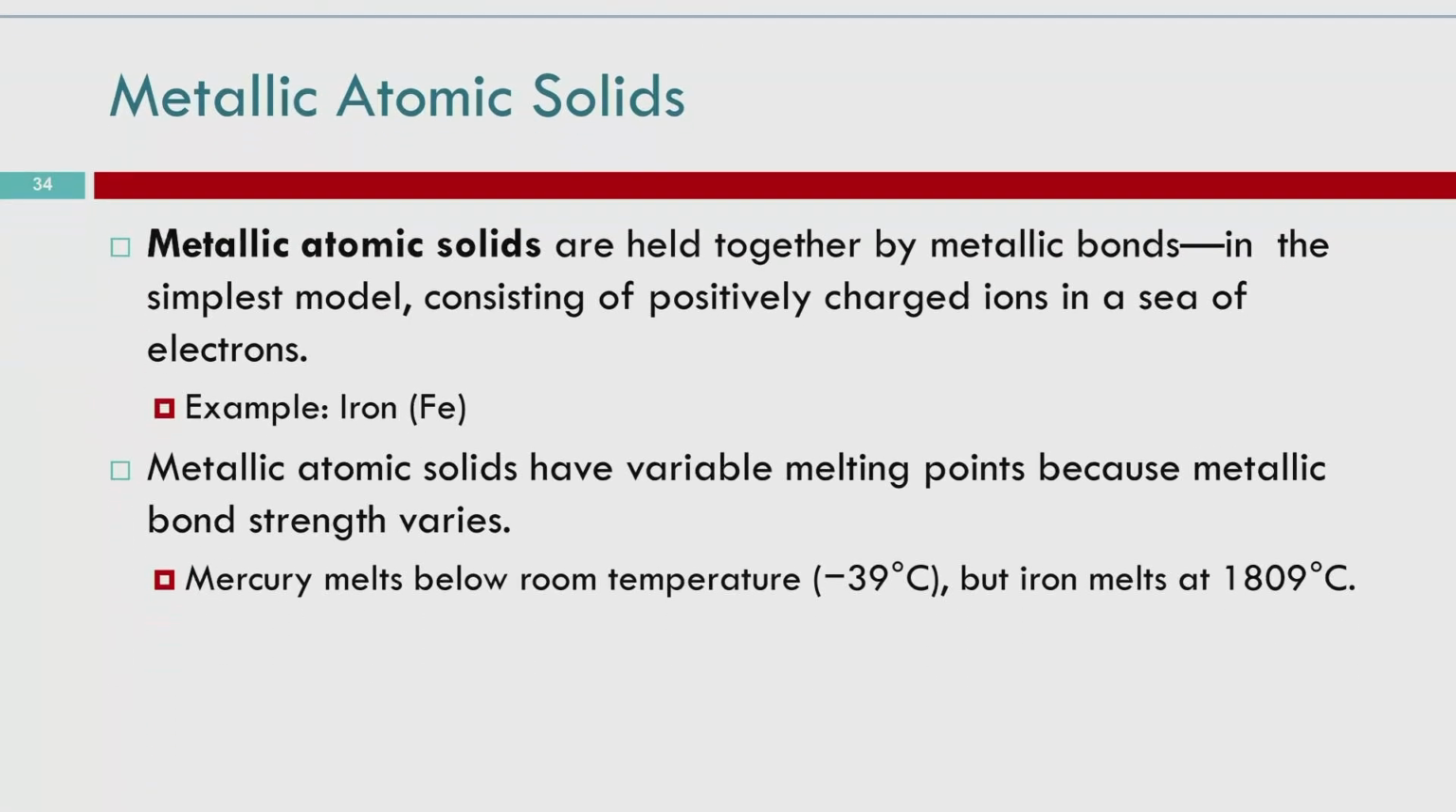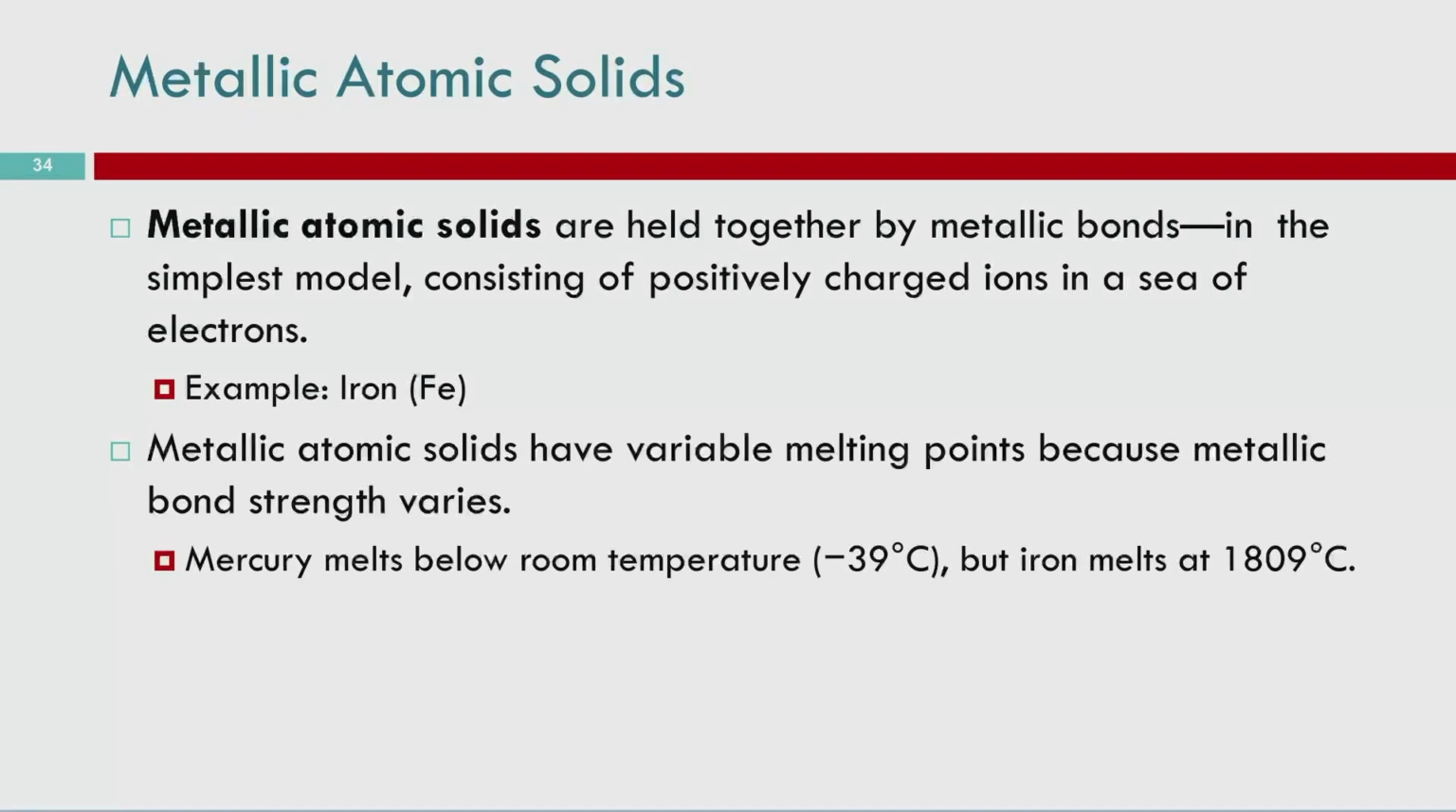And then we've also got metallic atomic solids, which are made up of metal atoms. Since this is just made up of metal atoms, one way we think of them is a bunch of positive charges that freely share their electrons between them. That's why they conduct electricity so well. An example would be iron or mercury. Thinking of any of the metals on the periodic table, there's many to choose from. These tend to have very variable melting points.